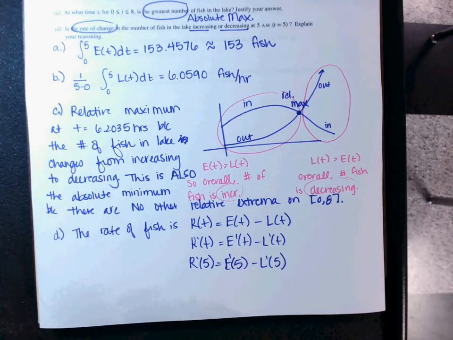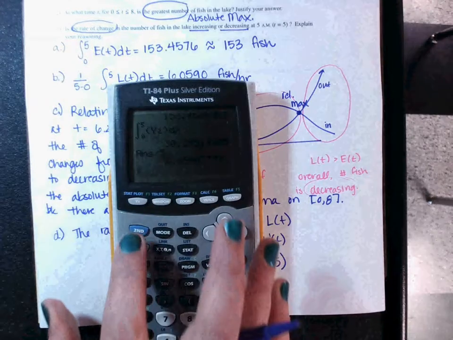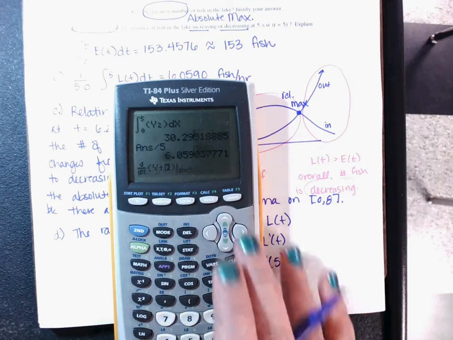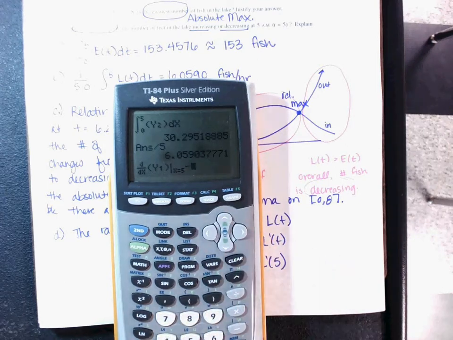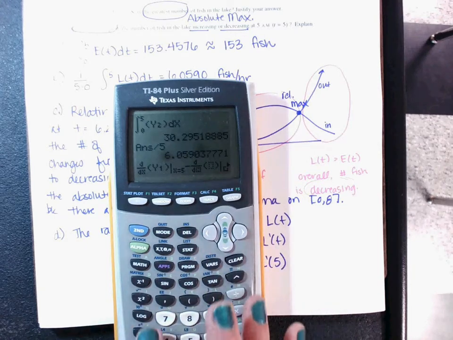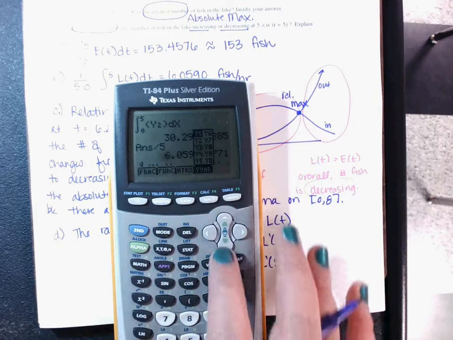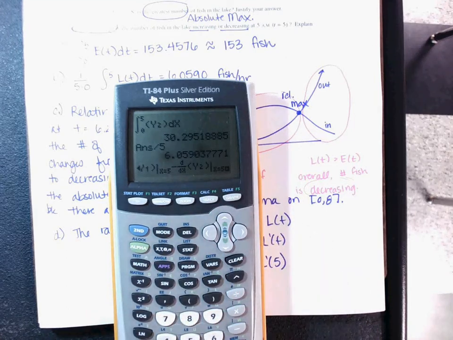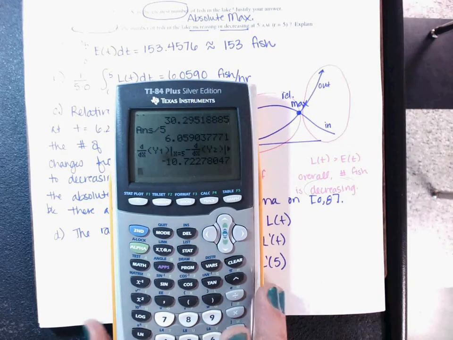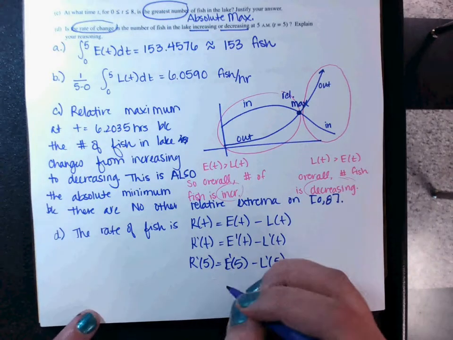So in the calculator, you probably wouldn't have even written that. Overall, I'm going to do math 8, d/dx of y1 at 5. Then I'm going to do minus math 8, d/dx of y2 at 5. And I see it comes out to negative 10. So think about overall, my rate came out to be negative. That means that overall the rate of the number of fish is decreasing. Okay, so I'm going to write that down here. So I got negative 10.7227.